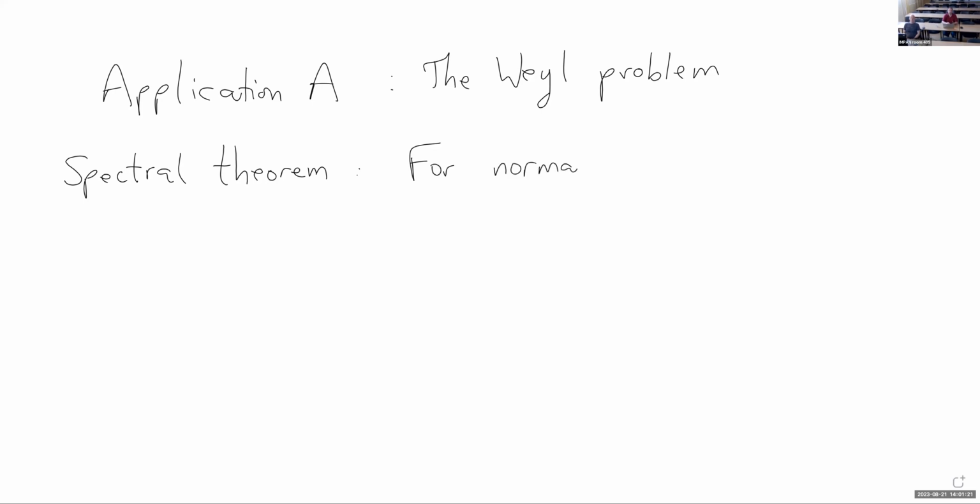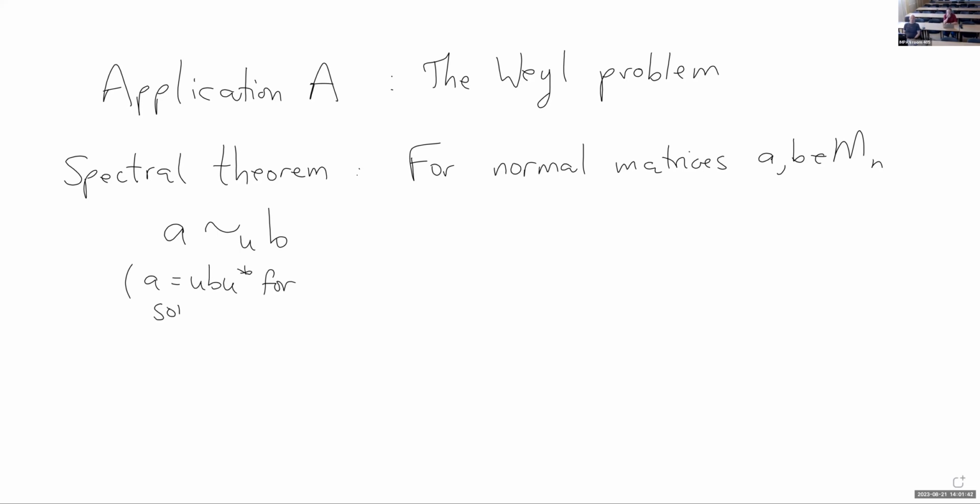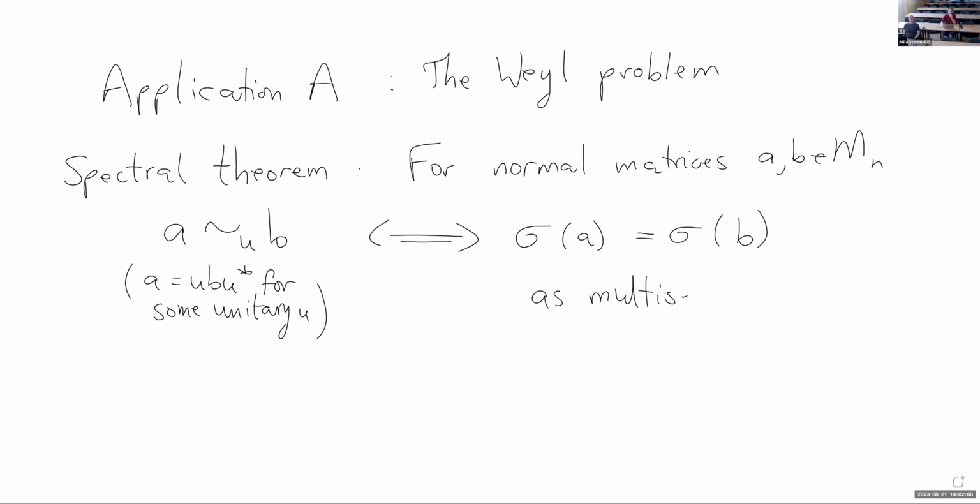So for normal matrices A and B, we have that A and B are unitarily equivalent, which would be A equals U B U star for some unitary U, if and only if sigma A equals sigma B: the spectra of A and B, the sets of eigenvalues viewed as multisets. So counting multiplicity. Right, and this is just because we can diagonalize these matrices.